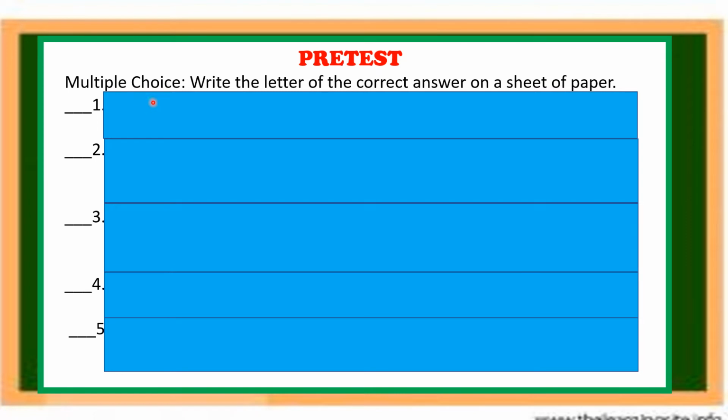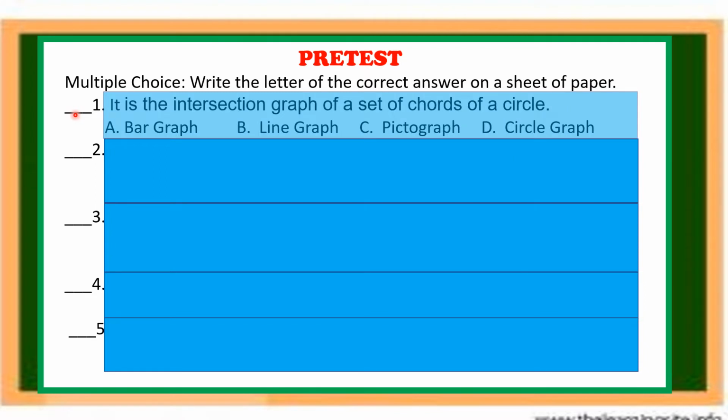Test. Multiple choice. Write the letter of the correct answer on a sheet of paper. Number 1. It is the intersection of graph of the set of chords of a circle. Letter A, bar graph. Letter B, line graph. Letter C, pictograph. Letter D, circle graph.